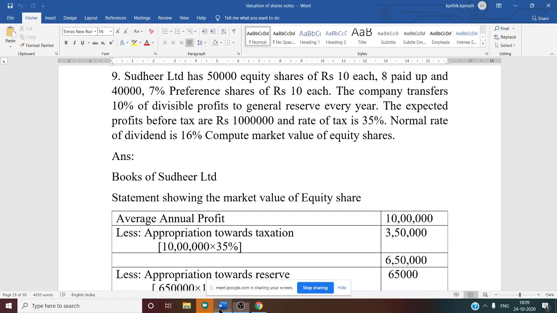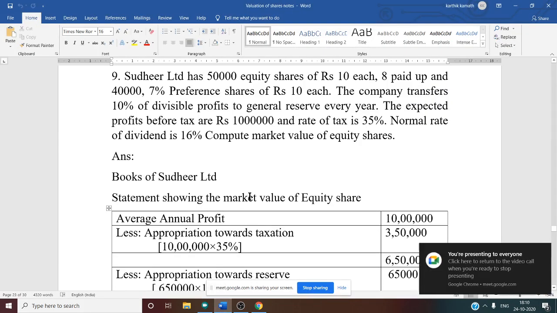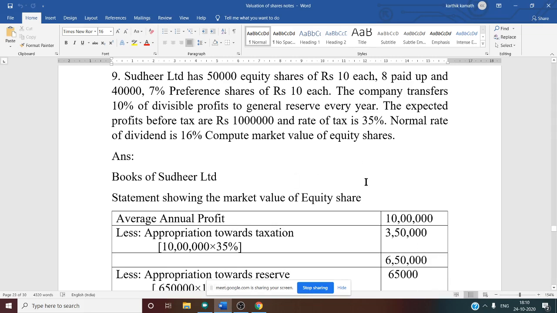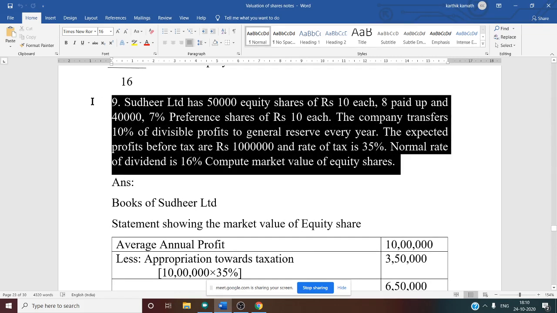Till now, we have discussed 8 problems on valuation of shares. And in the last class, we discussed one combined problem that involves valuation of goodwill also. So now we need to see some small problems that may be asked for 6 marks on valuation of shares. So problem number 9. See the problem number 9.